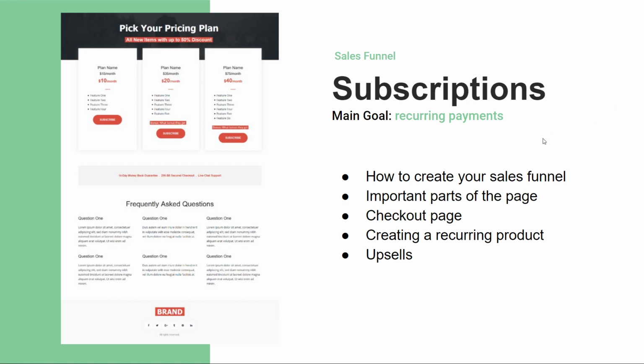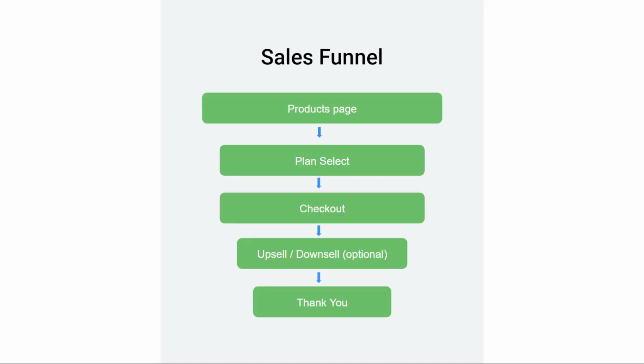But in this video particularly, we'll be looking into some of the specific subscription type of funnels. We'll look into a pricing plan type of page as well, where people can actually select a different subscription plan. So yeah, we'll be looking into those type of things, creating a recurring product and doing some upsells as well. So what is the whole process?